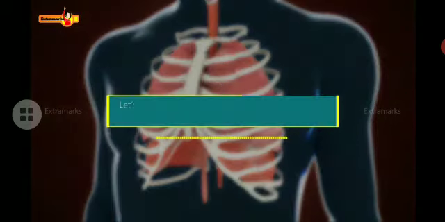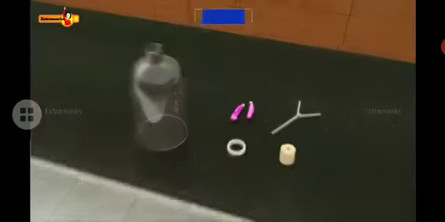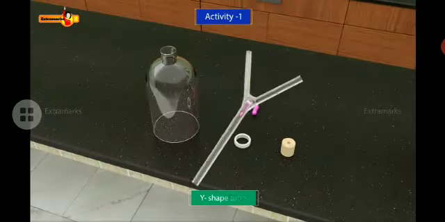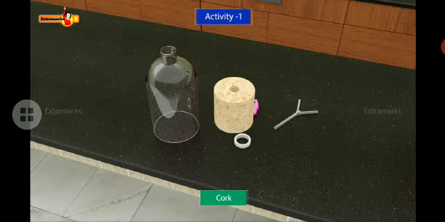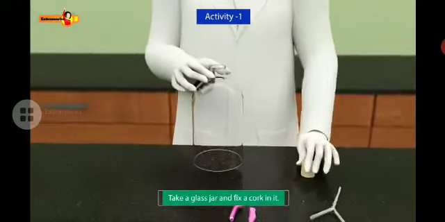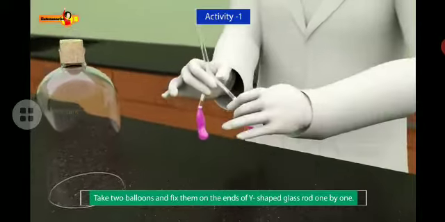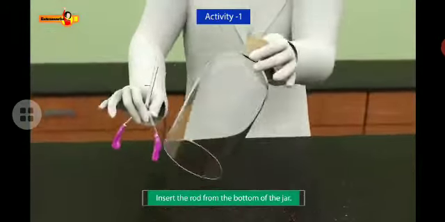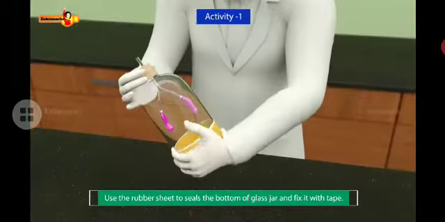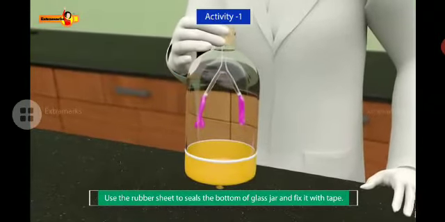Let's demonstrate the breathing process by performing a simple activity. The materials required are Y-shaped tube, balloons, bell jar, cork, tape. First of all, take a glass jar and fix a cork in it. Now, take two balloons and fix them on the ends of Y-shaped glass rod, one by one. Insert the rod from the bottom of the jar. Use the rubber sheet to seal the bottom of glass jar and fix it with tape.